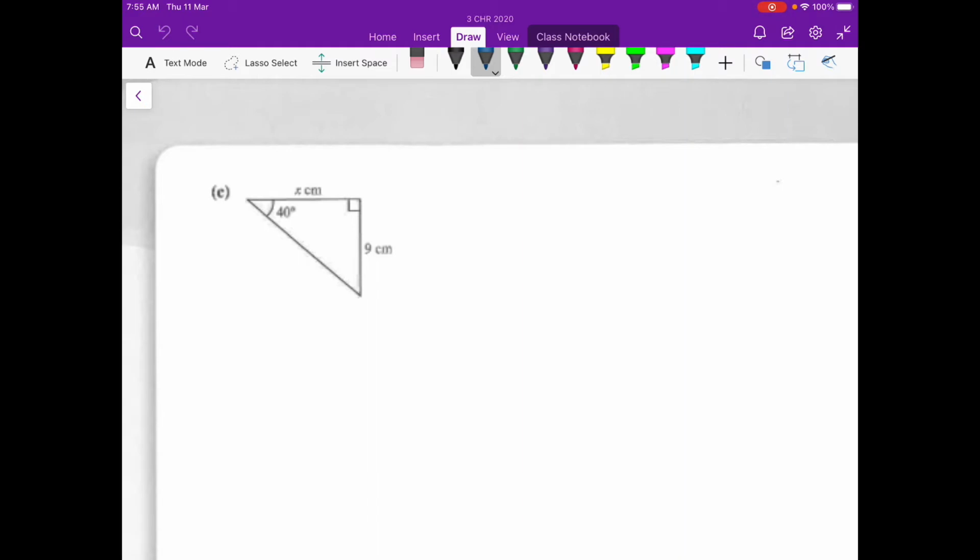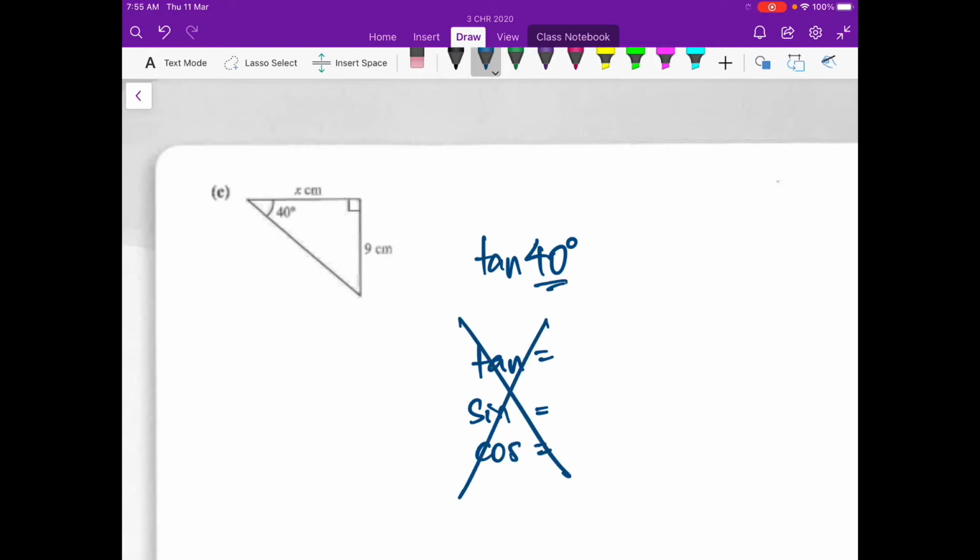Tangent. Okay, tangent 40. Good. Tangent with an angle. Always. You wouldn't have a case of just tangent equals something, sine equals something, cosine equals something. There's no such thing. It always comes with an angle. Alright, so tangent 40 degrees equals to opposite. With reference from 40 degrees, 9 is our opposite. So 9 over, and our adjacent will be x. Okay, good. And what do we do after that?